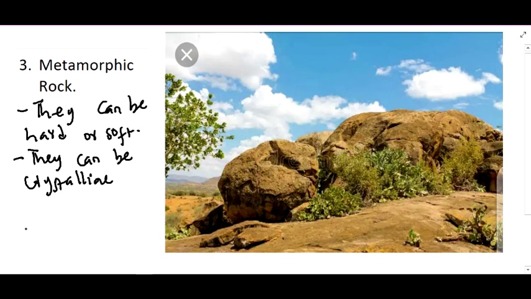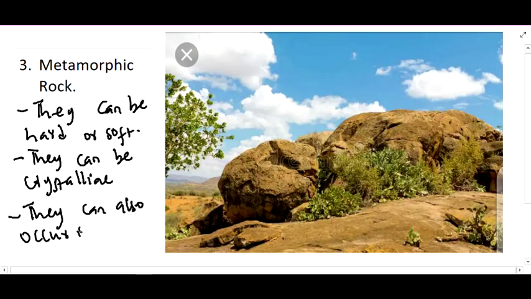Now, one thing I want to tell you is that they can also occur in layers, and oftentimes they can be resistant or not resistant to wind and agents of denudation. Now look at one funny thing about this. Metamorphic rock tends to combine the characteristics of igneous rock and sedimentary rock in a way, because metamorphic rocks are formed from pre-existing rocks. So when they are transformed from one form to another, they end up becoming metamorphic rock.